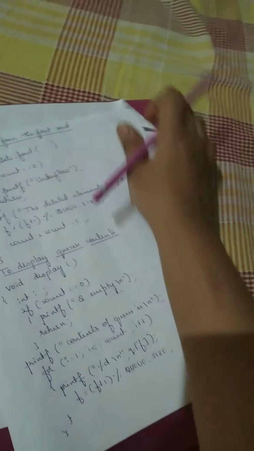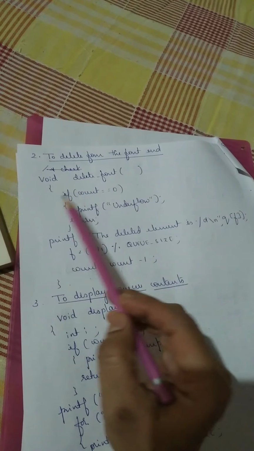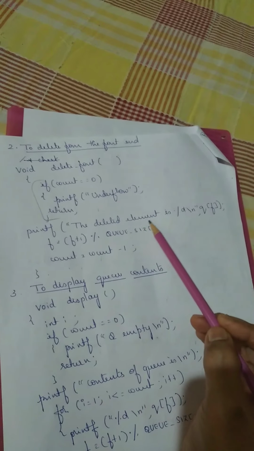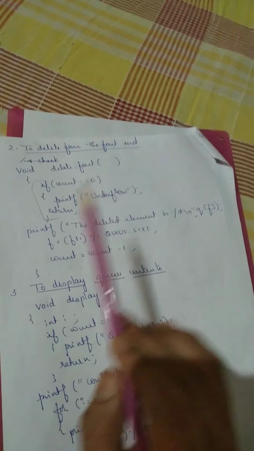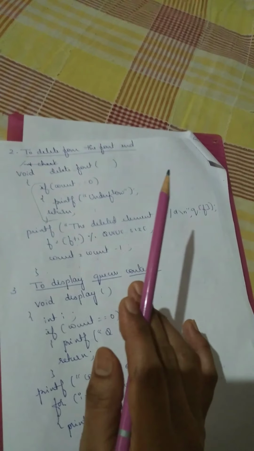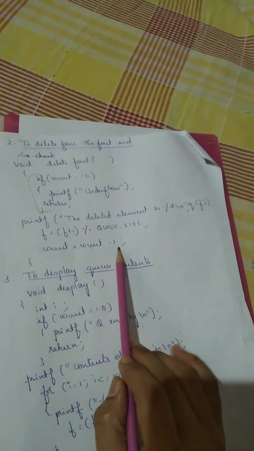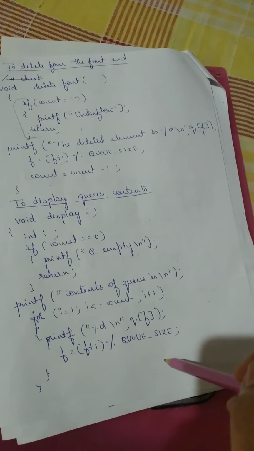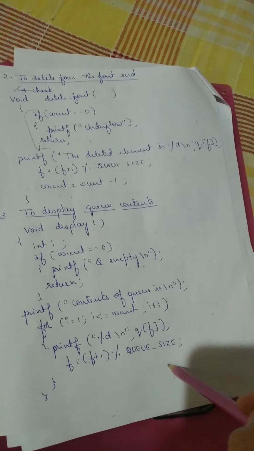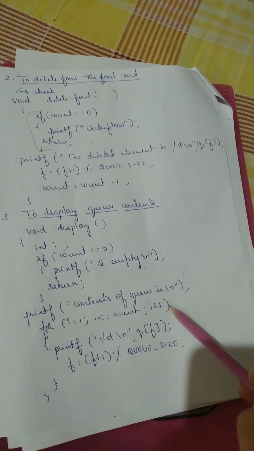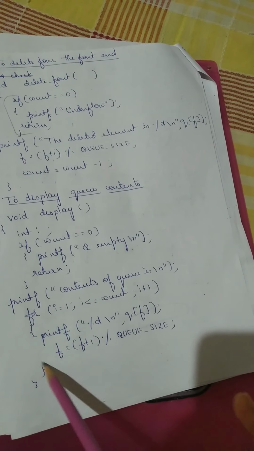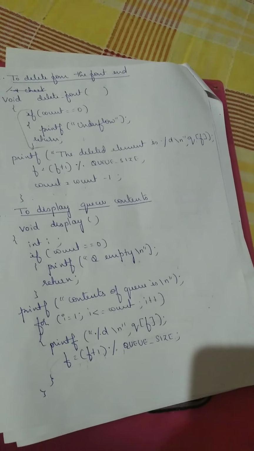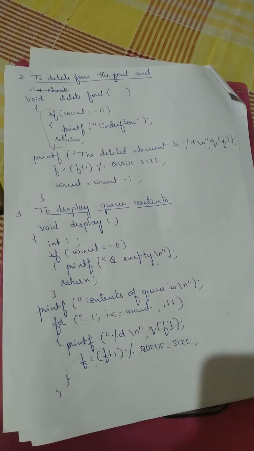Next, to delete from the front end. To delete from front end, initially we need to check whether the queue is empty, that is, check underflow. If there is no underflow, just delete the item and again increment F by 1 and count is decremented by 1. To display the contents, again same. The previous code we can use to display the contents by using a for loop, and here the formula to display each and every content, we need to increment front F value, right?